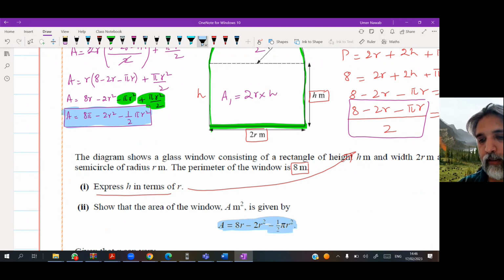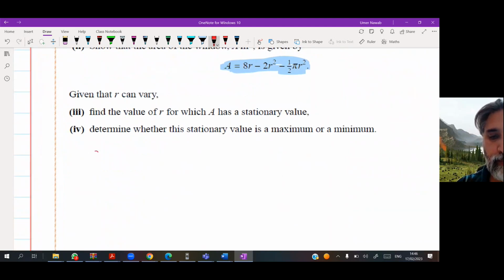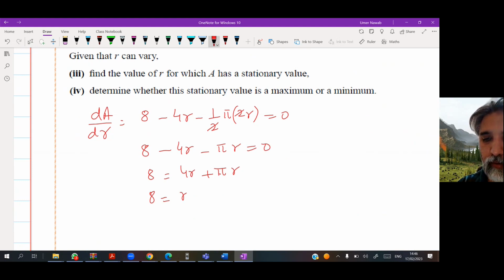Now I'm sure he's going to ask us to take the stationary value of A. So I'm going to take the derivative, which is 8 minus 4r minus half pi and 2r, put it equal to 0, 2 cancelled. 8 minus 4r minus pi r is equal to 0. 8 is equal to 4r plus pi r. And then take the radius common, 4 plus pi, and then 8 over 4 plus pi is equal to r.